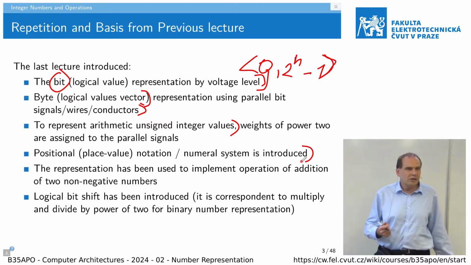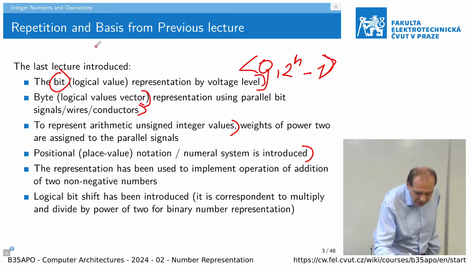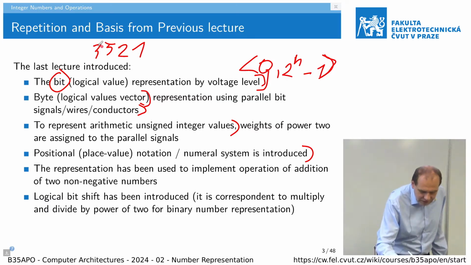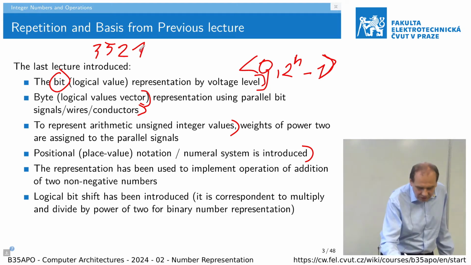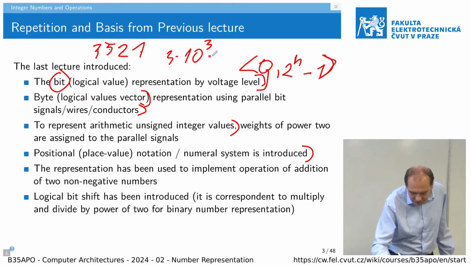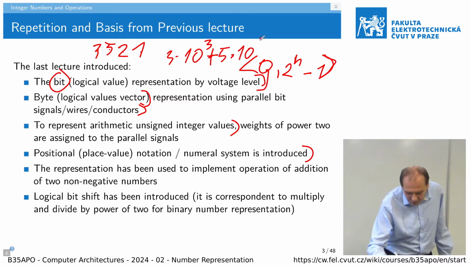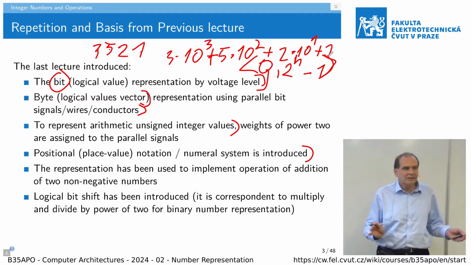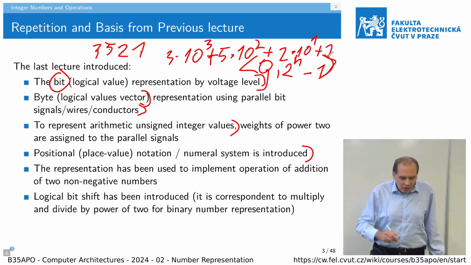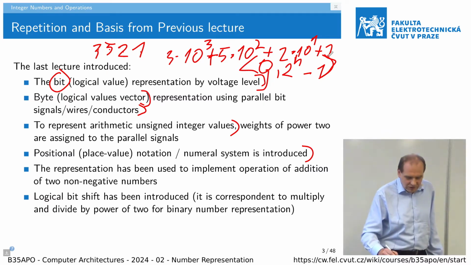And we see that we use so-called positional place value notation. You are used to it even from the decimal system: if you write 3, 5, 2, 1, the first digit is 3 multiplied by 10 power 3, plus 5 multiplied by 10 power 2, plus 2 multiplied by 10 power 1, plus 1. You know, there is nothing fancy about this, but it is important to understand that it works this way.